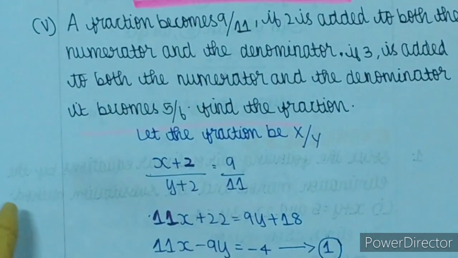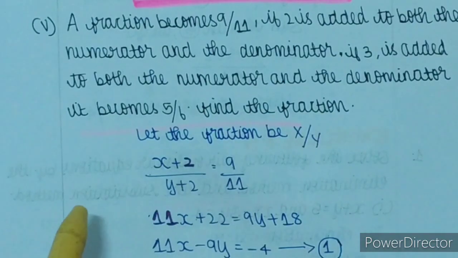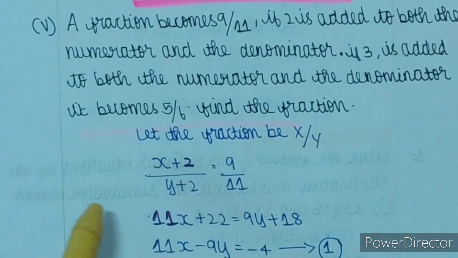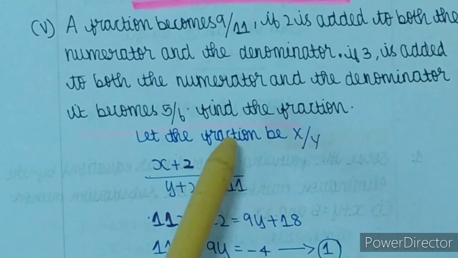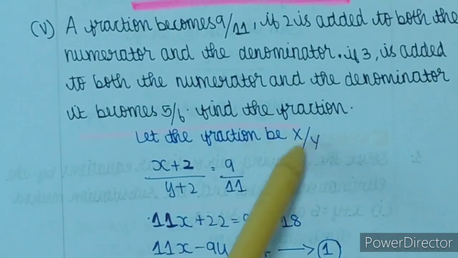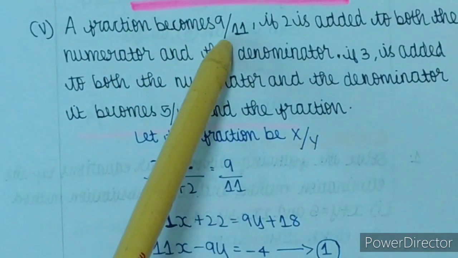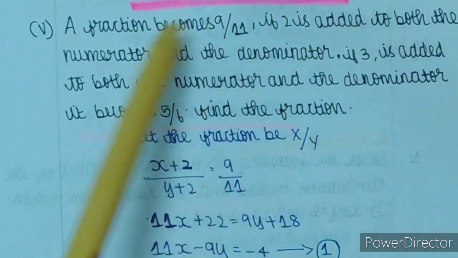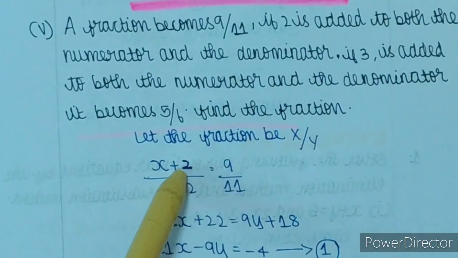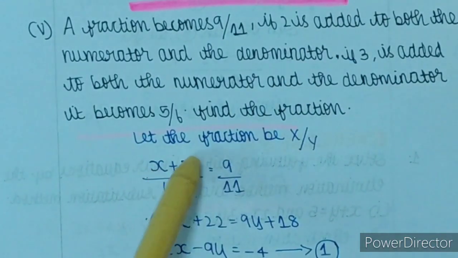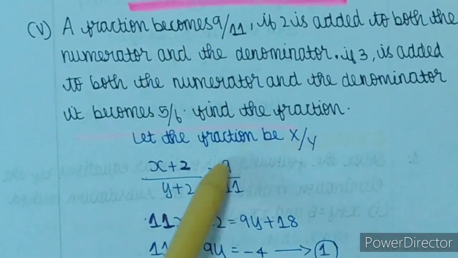So whenever you get a fraction type of question, we need to represent the fraction in the form of x by y. So let the fraction be x by y. We need to find the fraction. We denote this as x by y. So here, what they have told: a fraction becomes 9 by 11 if 2 is added to both the numerator and the denominator. So x by y, if 2 is added to both the numerator and denominator, that means x plus 2 by y plus 2, which is equal to 9 by 11.